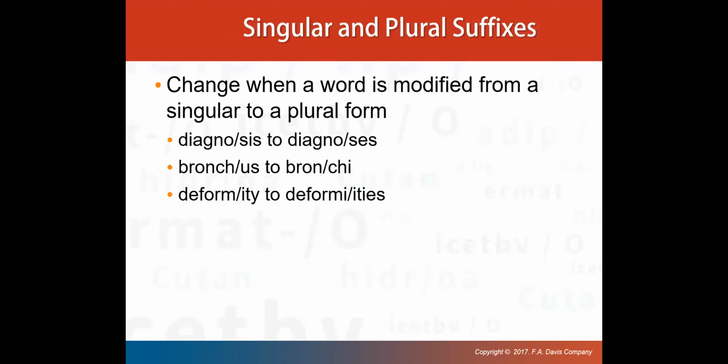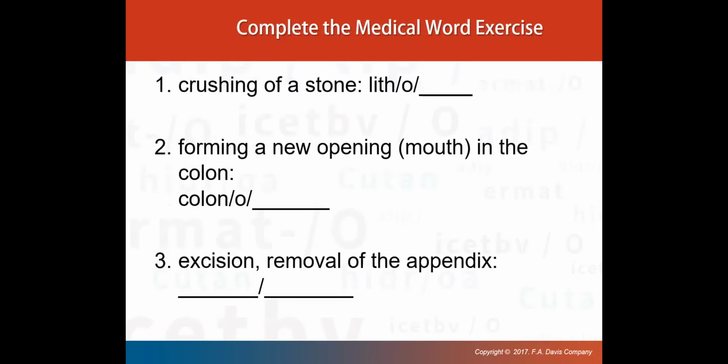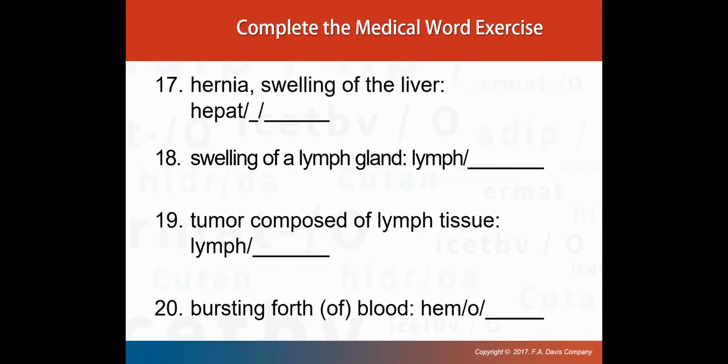Okay, singular and plural suffixes. So they change when a word is being modified to go from a singular to a plural form. So diagnosis is one, changes to diagnoses, multiple diagnoses. Bronchus, the plural is bronchi. Deformity, deformities, right, with the IES. And I like these exercises, so this will be helpful to go through. And I think that that is the end of that slideshow. So let me stop the recording for a minute.